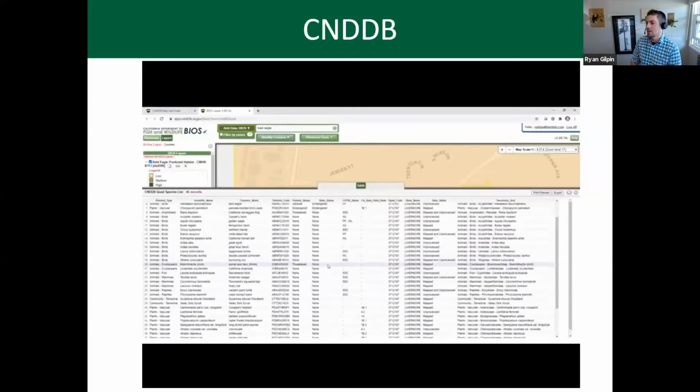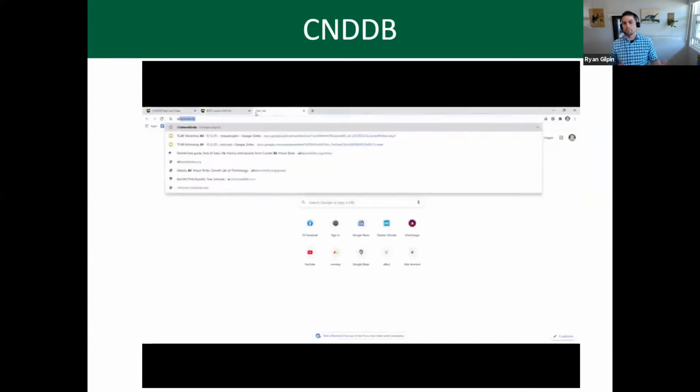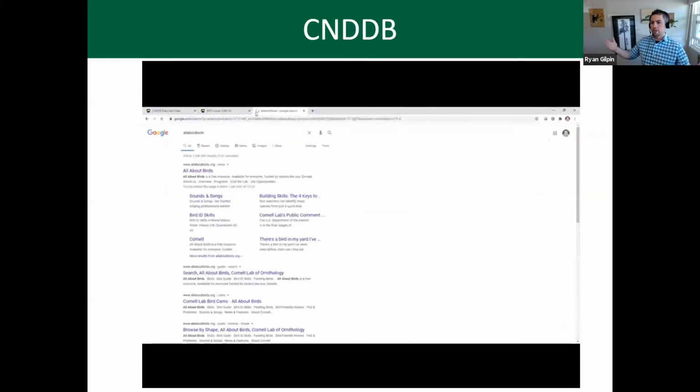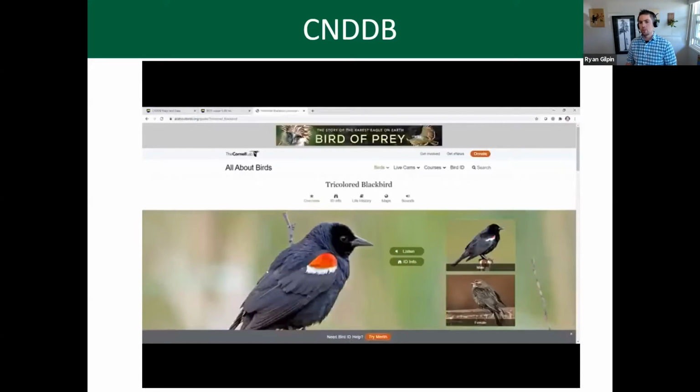And so the next thing that catches my eye as we scroll down our state list is a threatened species called tricolored blackbird. If I don't know much about a tricolored blackbird, I like doing research in All About Birds. So I'd put tricolored blackbird into All About Birds to try to learn more about it and figure out what might be important about this to know. Is this a species I should be worried about?